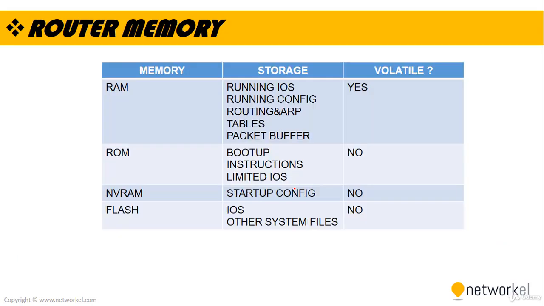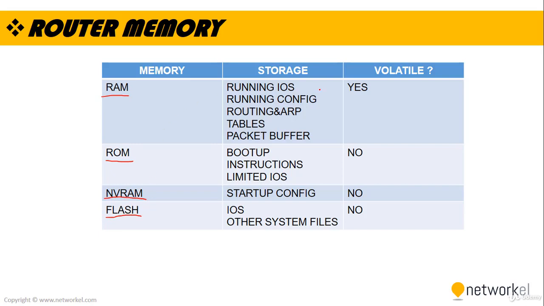Let's take a look at the router memory now. In router memory, we have four types of memory. The first one is RAM. The second is ROM, and the other ones are NVRAM and the flash.